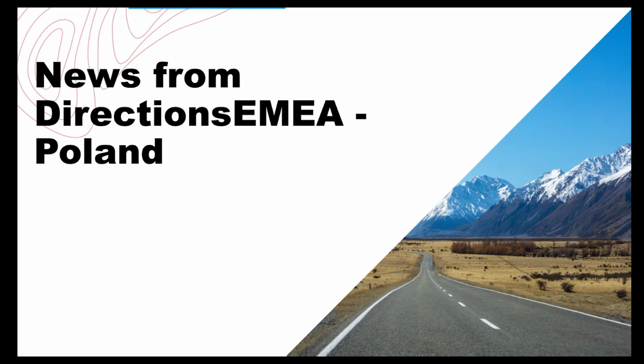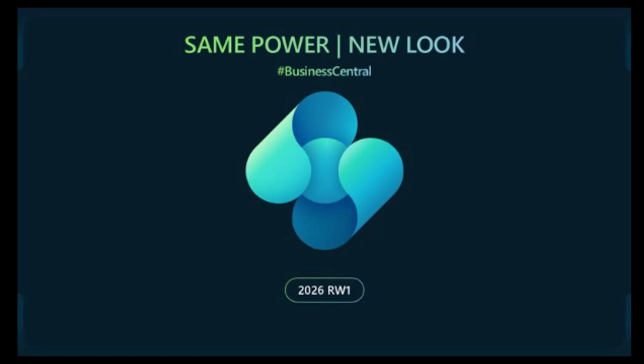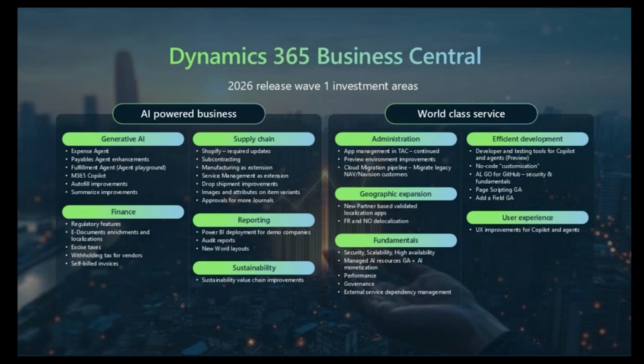So a few more slides about Directions EMEA, which was just last week in Poland. If you believe the social media, the most important thing is we get a new logo. So same power, new look from 2026 release wave 1. It's like the Engage logo, just angled 45 degrees, probably to symbolize more AI and so forth. I did also find the roadmap for 26 release wave 1. But I think we're running out of time, so I would rather spend time on the Q&A section.